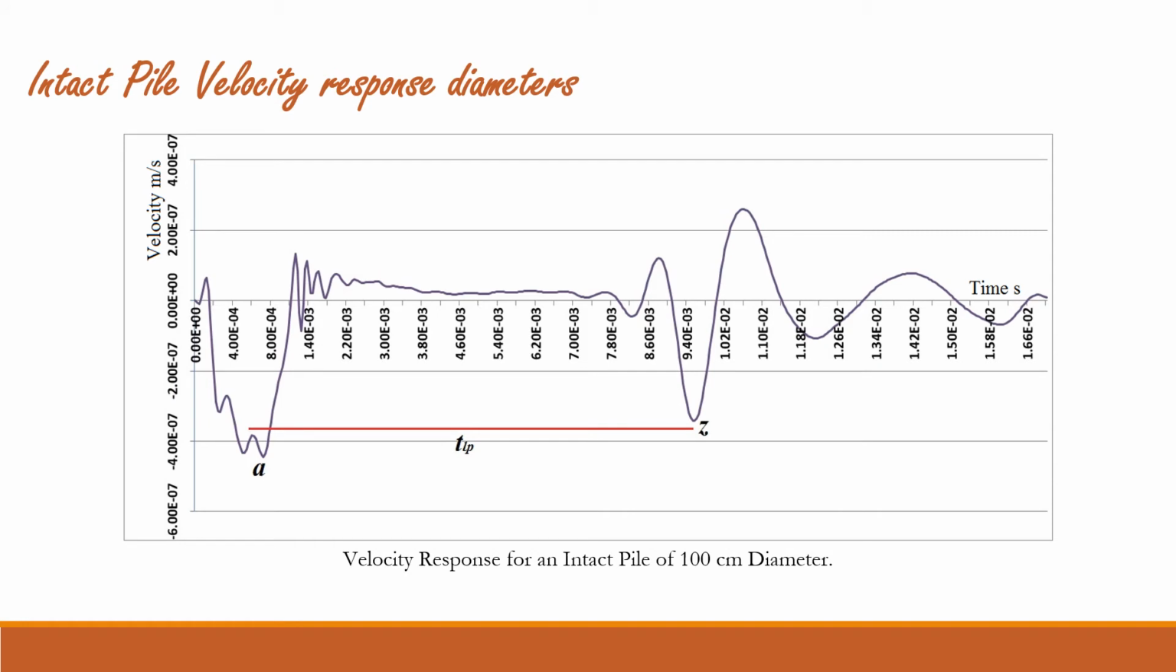The symbol T sub LP expresses the time indicating the distance between the pile head and its end. Parabola A is the pulse induction and named as the initial parabola. Parabola Z is the terminal parabola or the end parabola.